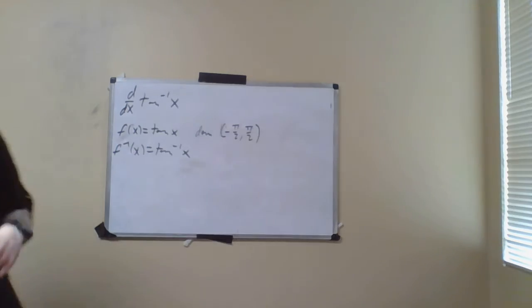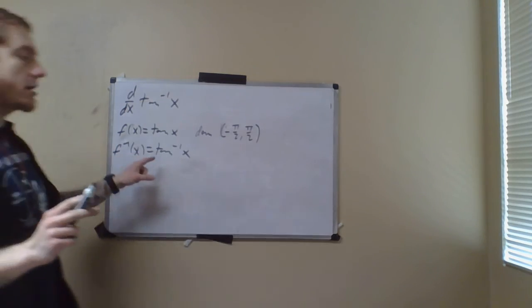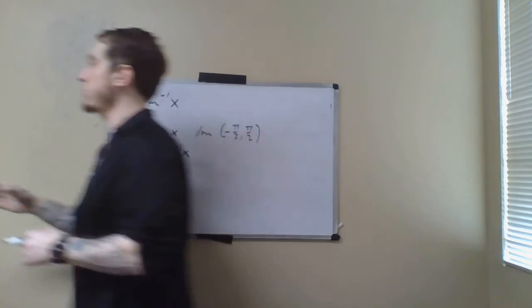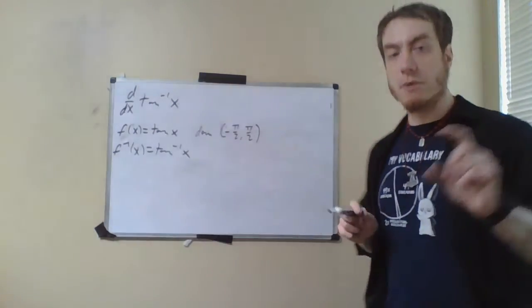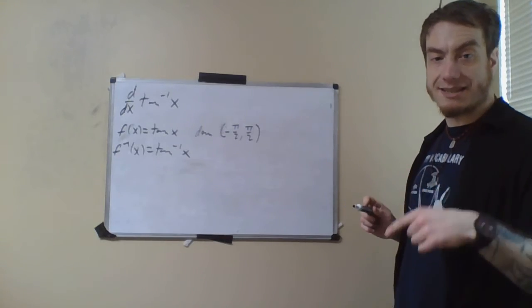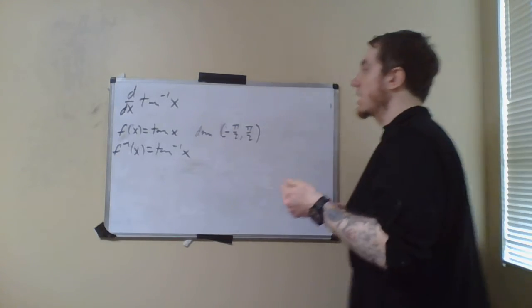And the reason I've got to restrict the domain is because, let's close this door because I'm not sure how well you can hear that stuff out there. The reason I've got to restrict the domain is because otherwise this is not a one-to-one function.